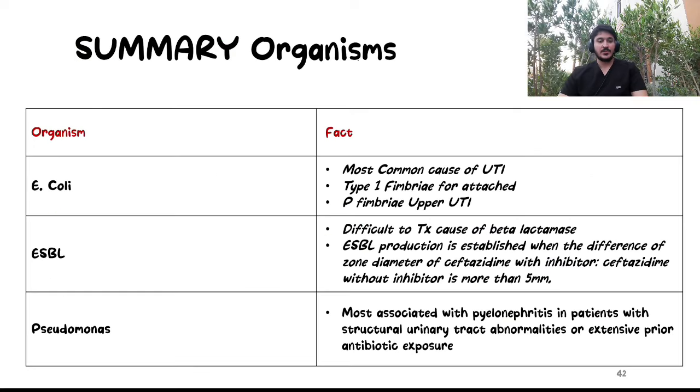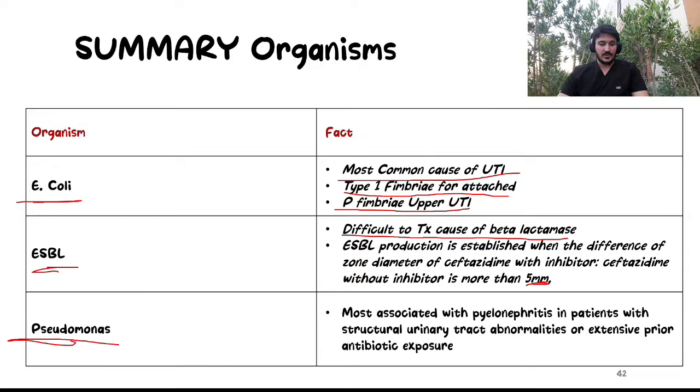Okay, so let's summarize the organism. E. coli, what do we need to know about it? Most common organism causing all types of UTI. Type 1 fimbriae is used for the adherence or the attachment. P fimbriae leads to upper UTI. Okay, so these are the facts you need to remember about E. coli. ESBL, what do we need to remember? We need to remember the 5 millimeters. Okay, we need to remember that it's difficult to treat because of beta-lactamase.